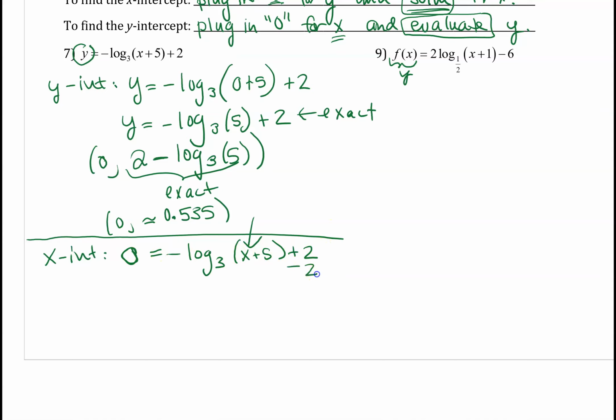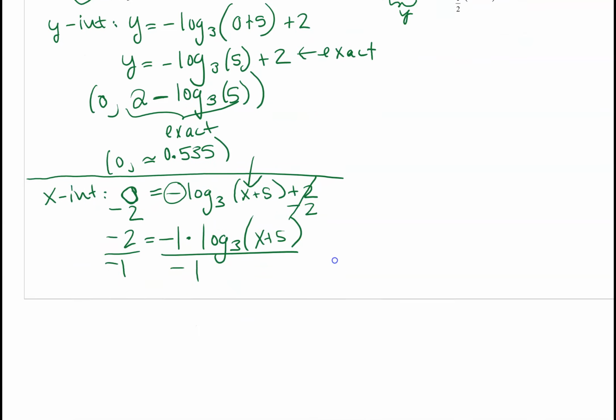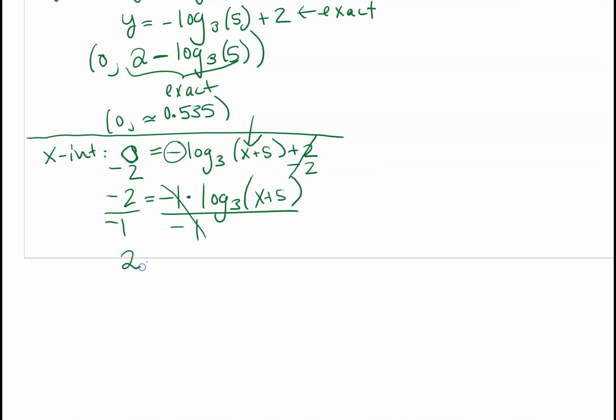So what I'm going to do is isolate the log. I'm going to subtract the 2 so it's on the other side. Think of this negative as negative 1 times the log base 3 of (x plus 5), and I'm going to divide by that negative 1 because I want to get my log all the way isolated. When you get here, I want you to make a big deal about this on your paper. This is where you rewrite it into exponential form.